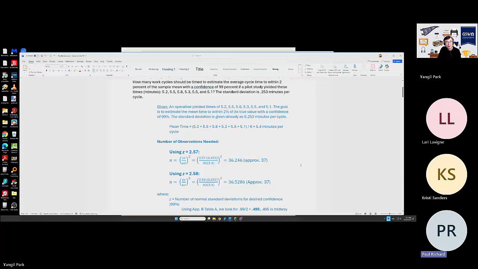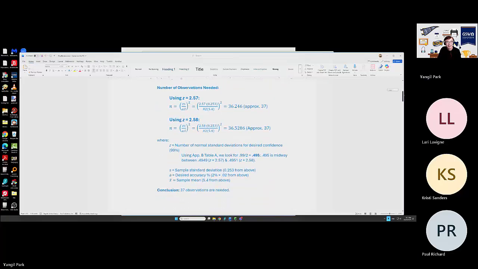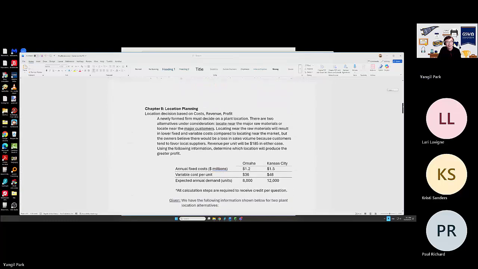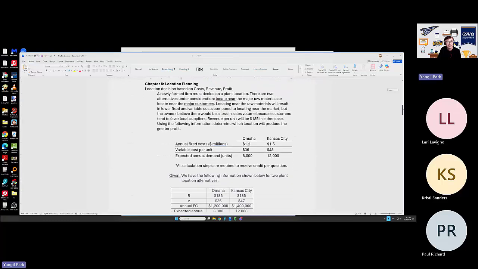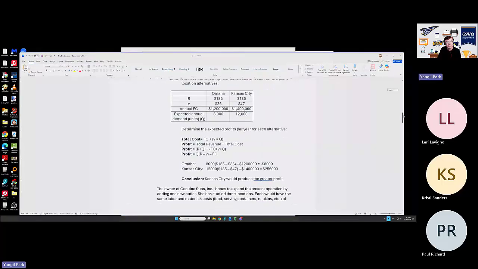Okay, perfect. If you need it, I'm going to provide a table, of course, so that you don't have to worry about that one. All right, moving on here.